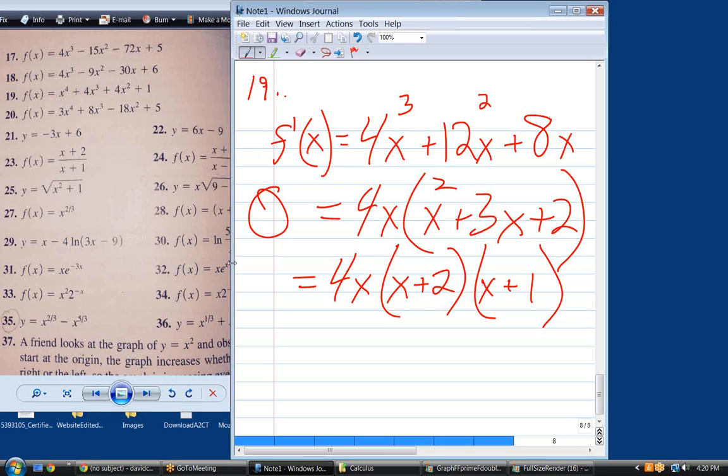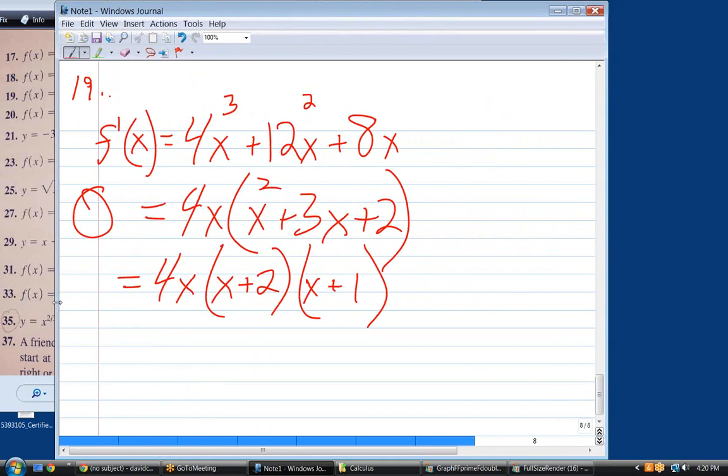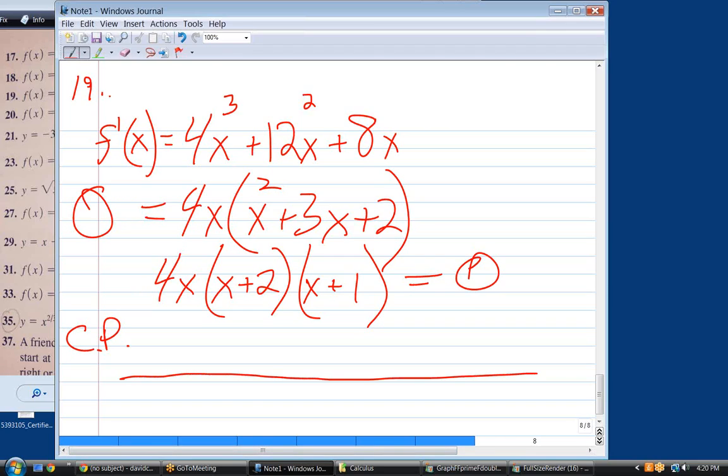But factoring is something you never have to know how to do. Okay, so I'm going to set this equal to 0. What are my critical points? They are -2 and -1. One more. And 0. Yes. And that's an important one.